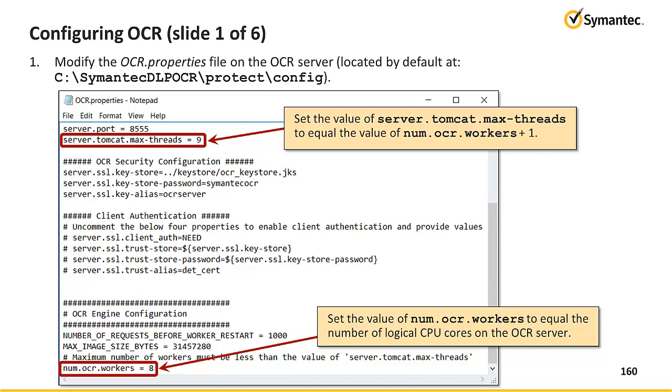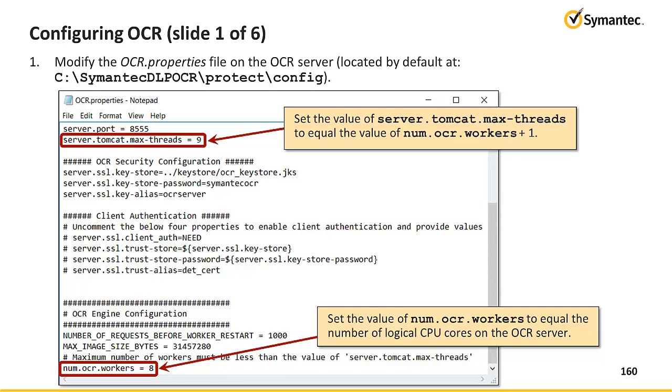To configure the OCR feature, first modify the ocr.properties file on the OCR server, which is located by default at C:\Symantec\DLP\OCR\protect\config. First, set the value of num.ocr.workers to equal the number of logical CPU cores on the OCR server. For instance, if the OCR server is running on a quad-core CPU in a hyper-threaded environment, you would specify a value of 8 for num.ocr.workers.